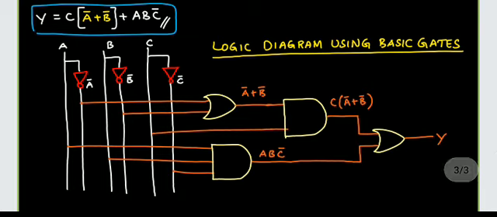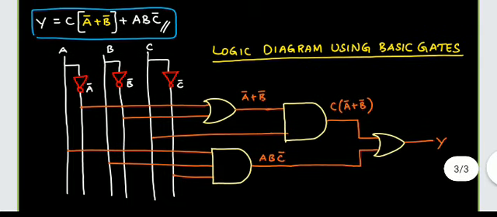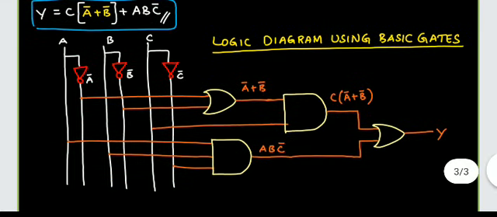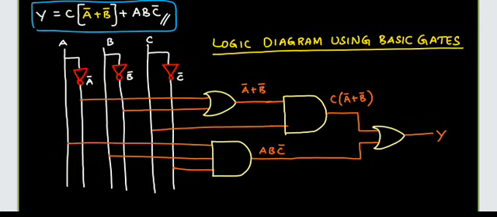Then first what we have to generate, A bar plus B bar I have to generate. So for that I have to use one OR gate. After getting A bar plus B bar, I have to multiply that value with C. So for that I used one AND gate. After getting the first term, second term I need to generate. For that which gate I have to use? AND gate I have to use. And what are the inputs given to that AND gate? A, B, C bar. So now I got A, B, C bar.